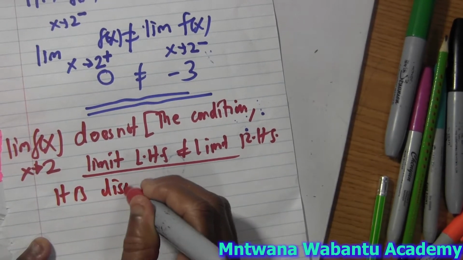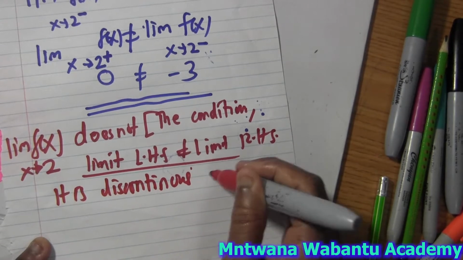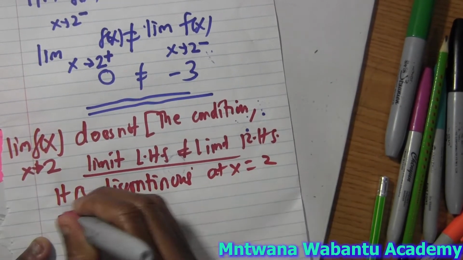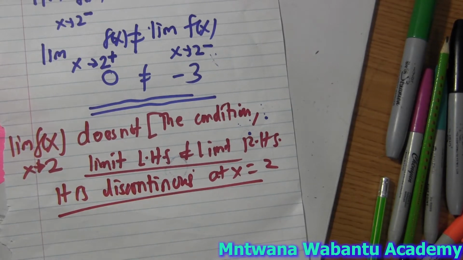So for that case, it is discontinuous at x equal to 2. You know what I'm saying? So for that case, the function did not continue at x equal to 2.